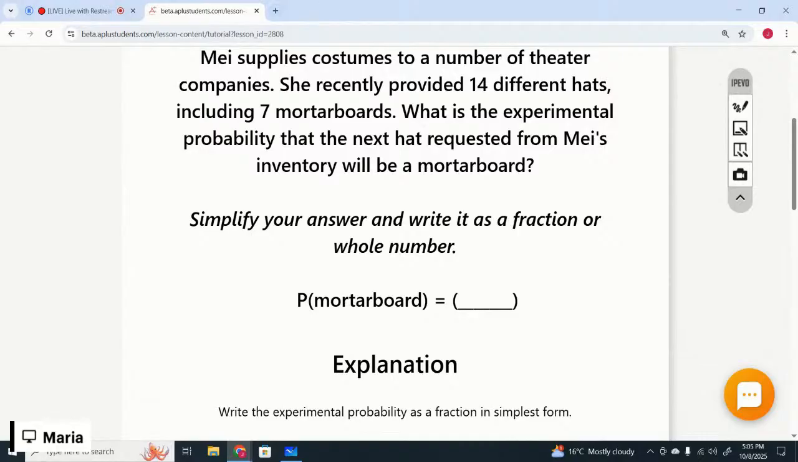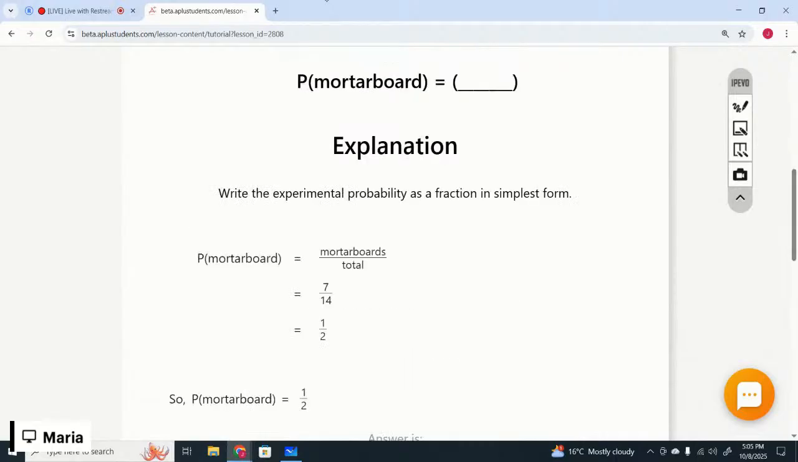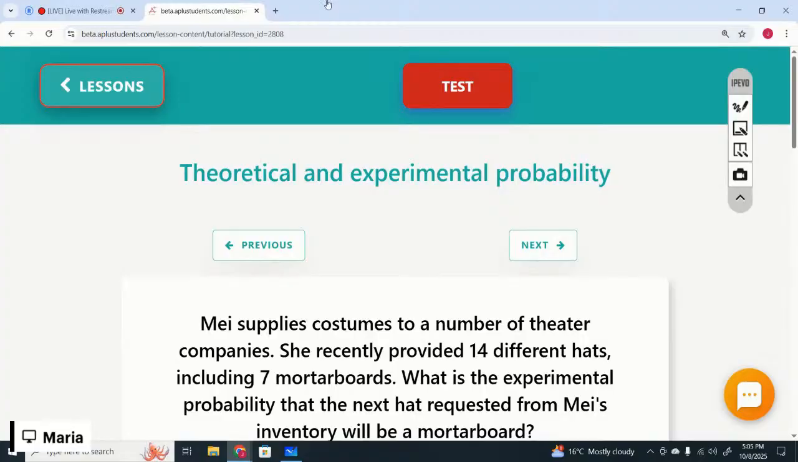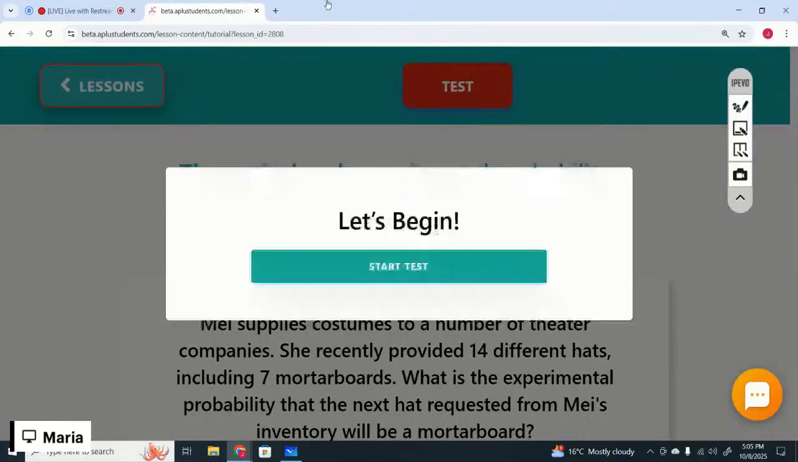So the probability of mortarboard is 7 out of 14. The mortarboards are 7 and the total are 14. That is 7 out of 14. That equals 1 by 2. So the probability of mortarboard is 1 by 2. Let's just start with the test questions.